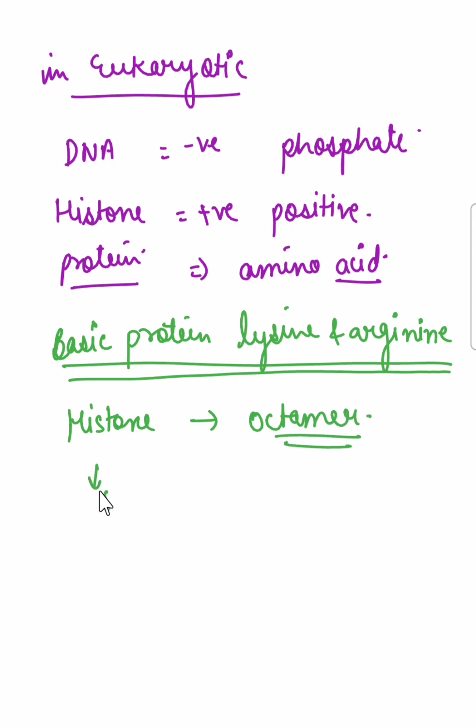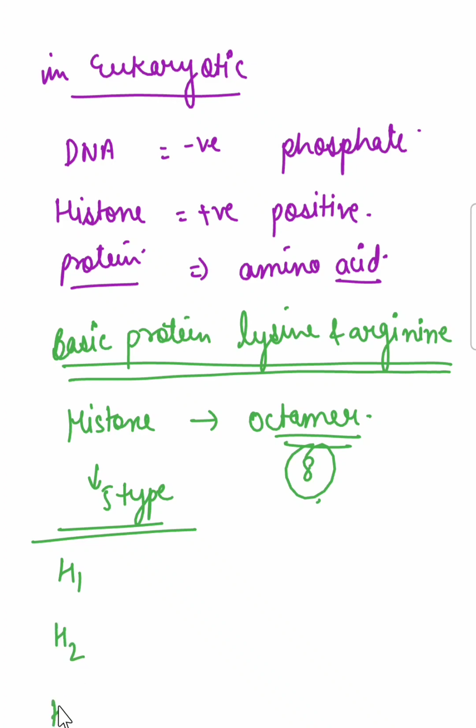It has 5 types. Octamer means 8. Okay, histone protein has 5 types: H1, H2, H3 and H4. Now H5, no H5. H2 is of 2 types: H2A and H2B. Fine. Total 1, 2, 3, 4, 5 types of histone proteins are there.